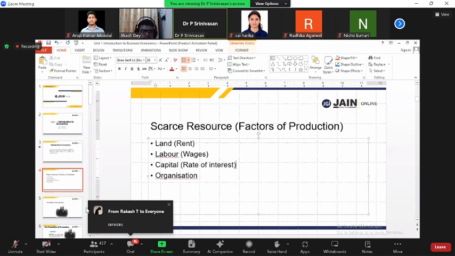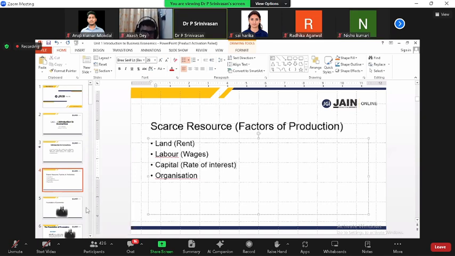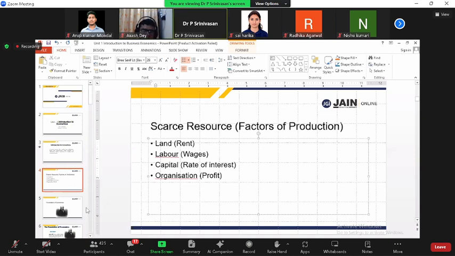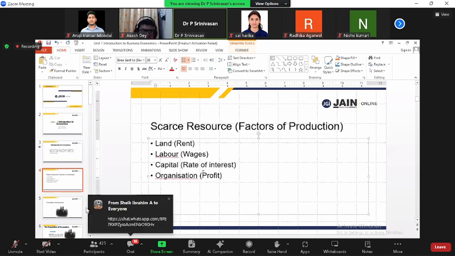Okay, so don't say it's profit. It is basically the rate of interest. Now, profit is applicable for the organization, because the motto of the organization is nothing but profit. Profit of the organization. Moreover, this organization is often referred to as entrepreneurial skill.